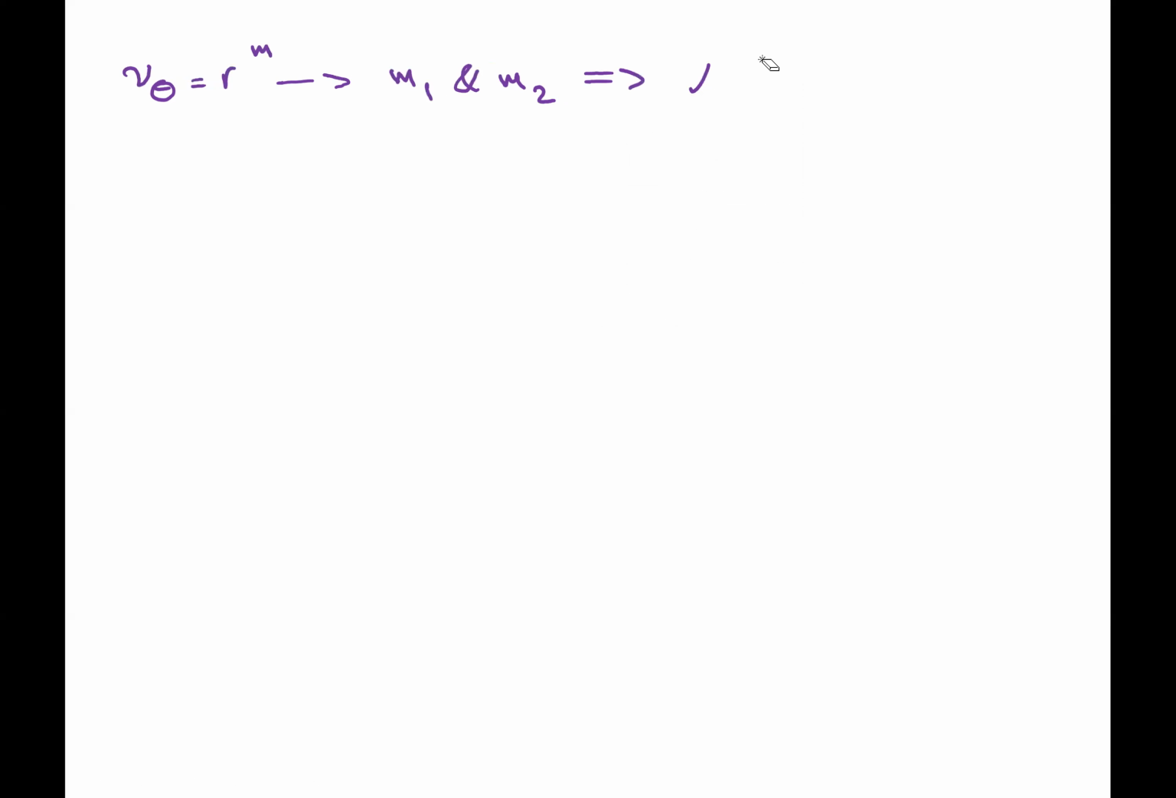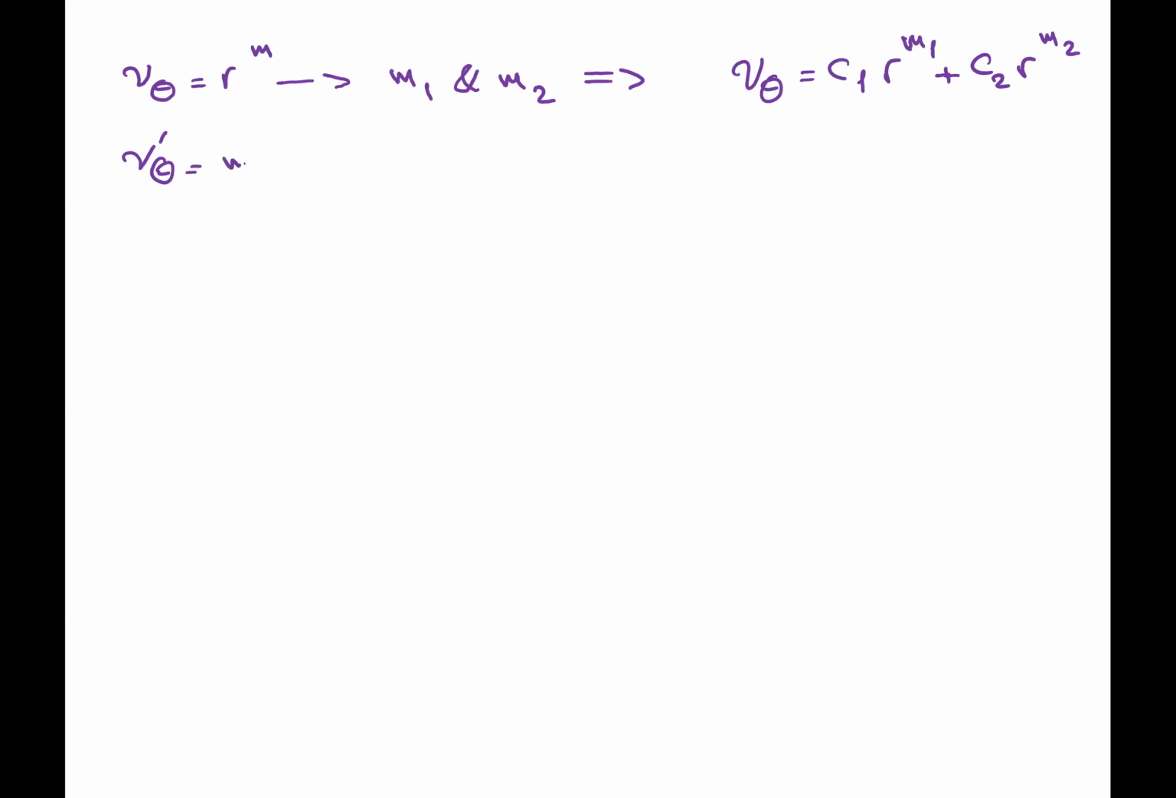We're after this v theta, right? So the solution v theta is like C1 r to the M1 plus C2 r to the M2. And C1 and C2 are integral constants, and you can find them using boundary conditions, okay? But you have to substitute that v theta with r to the power of M, and then you will get a second degree equation, and then you solve that equation, and then you find M1 and M2, and then here's your solution.